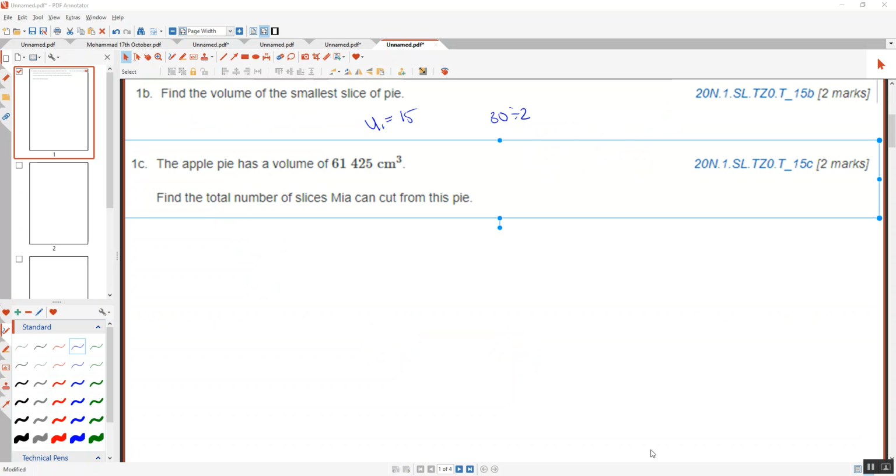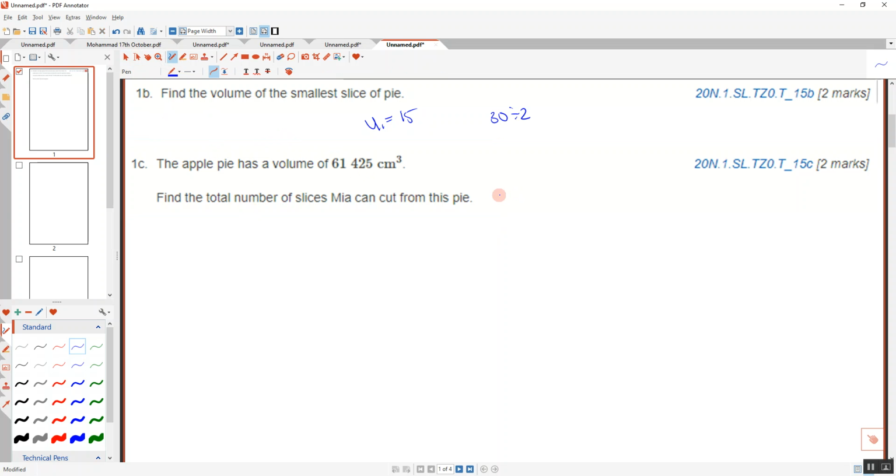And the last part of this question, the apple pie has a volume of this amount, so that's the total amount. Find the total number of slices that she can cut. So again, we know U1 is 15. R is equal to 2. And we're saying that the sum of all of the slices, so if you imagine there's our small slice and then it's getting bigger each time, the sum of all of these is 61425.